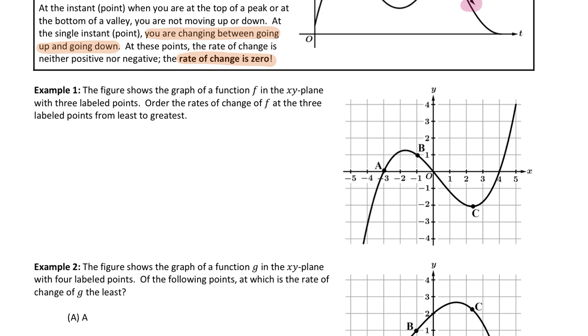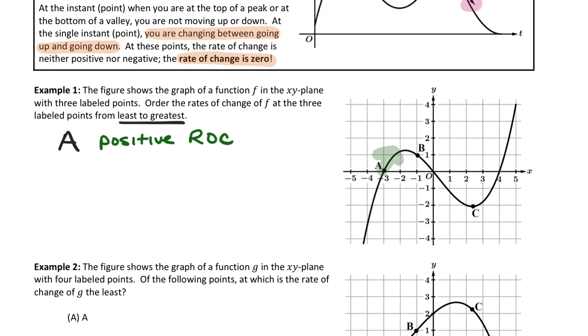Okay, the key here is that we're doing this from least to greatest, so we want to start with the smallest thing. If we're looking at these 3 points, at A, if you were roller coaster riding this thing, would you be going up or going down? Going up. So at this point right here, this is increasing. That means that A has a positive slope or positive rate of change. ROC for rate of change. Are we okay with that?